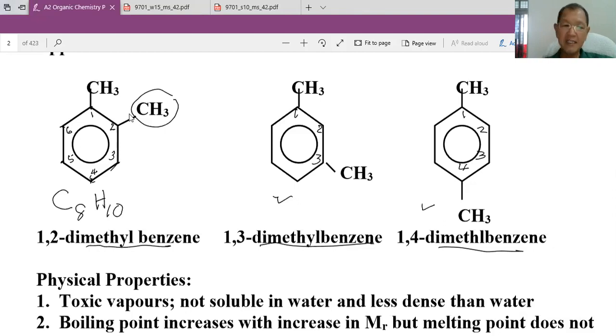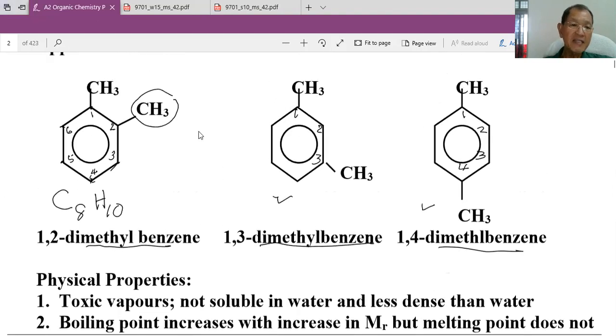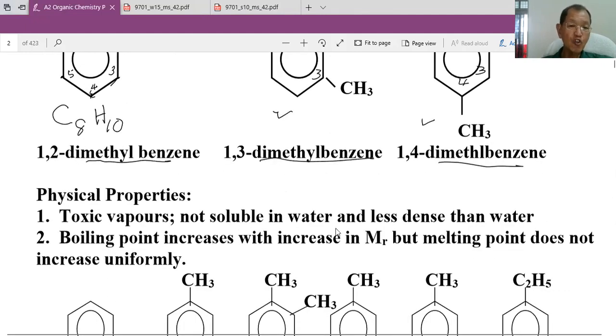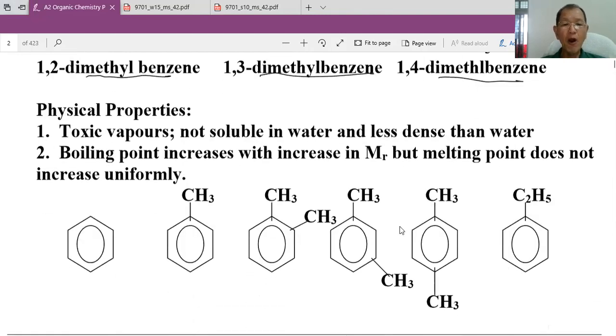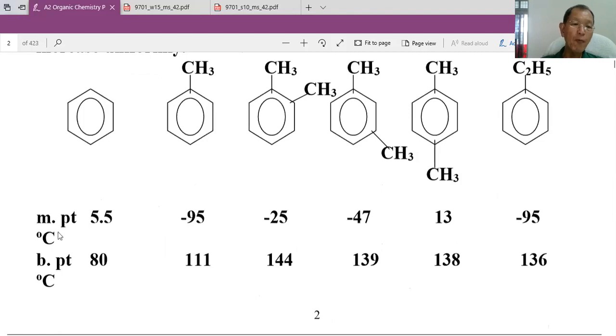Okay, now let's look at some properties first. Remember all these. This benzene and your methyl benzene are found in your current petrol. That's why they are very toxic. Also, they are not soluble in water. They are less dense because they float on top of water. There's a point on some physical properties. Physical means the melting point, boiling point, density. Here are all the physical properties. You can see here the melting point and boiling point.